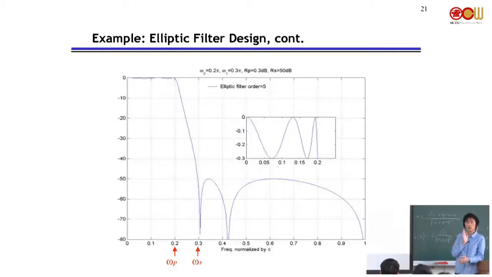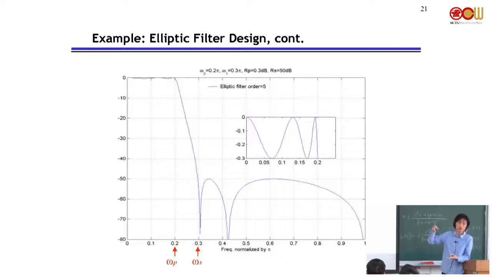Remember the order we need for the Kaiser window design? It was 59, right? And for Parks-McClellan, it was 46. But using IIR filter, elliptic filter design, we only need order equal to 5. Okay, 5th order elliptic filter.